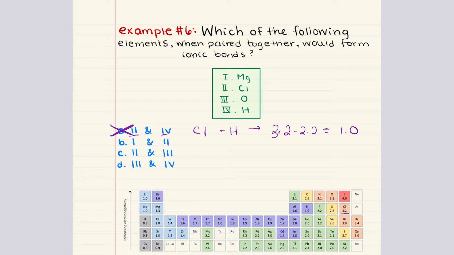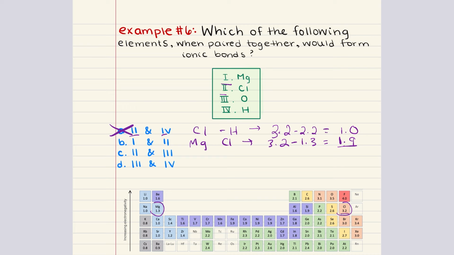B says element 1 and 2. Element 1 is magnesium and element 2 is chlorine. So let's take the difference between the electronegativity values of magnesium, which is 1.3, and chlorine, which is 3.2. 3.2 minus 1.3 is going to be equal to 1.9, this is in the range of ionic bonding. Any electronegativity difference of 1.7 and greater means that these two elements are going to form an ionic bond. So magnesium and chlorine are going to form an ionic bond. And this makes sense because magnesium is a metal and chlorine is a non-metal. And ionic bonding typically happens between metals and non-metals. So B is correct, but we're going to work through the rest of these answer choices.